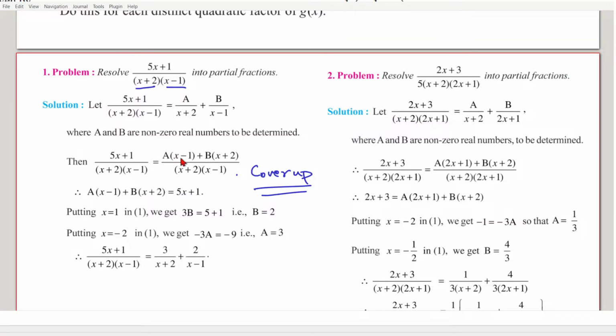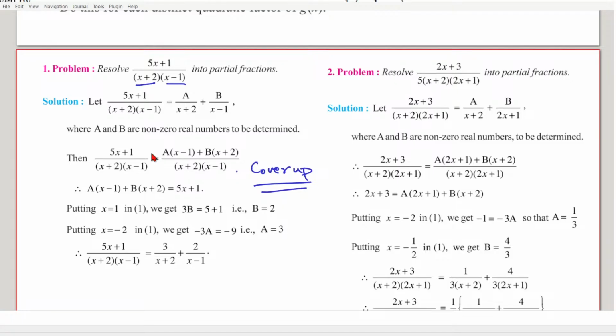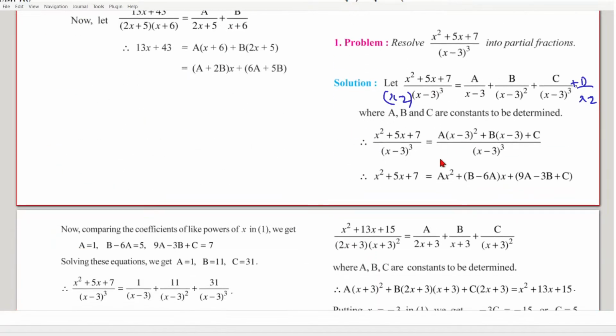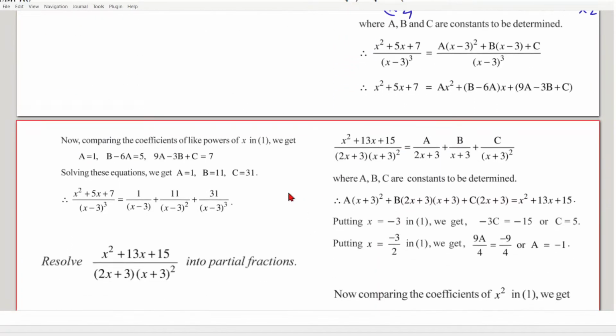Here we are covering x minus 1 and continuing with this one. When x equals 1, we are evaluating this function. Similarly, when we are covering x plus 2 and x equals minus 2, we are evaluating this one. This is called the cover-up method. But this is applicable only when the factors are linear and the factors are different. So in this case, you have to do the complete solution.